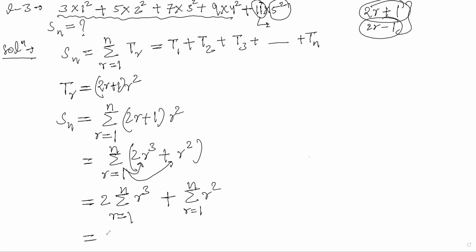So it will be 2 into, yes, the next part is Iram. Will you tell me sigma r cube? What's the formula for sigma r cube, r is from 1 to n? N into n plus 1 the whole by 2, to the square. Oh, Safa. Yeah, correct.